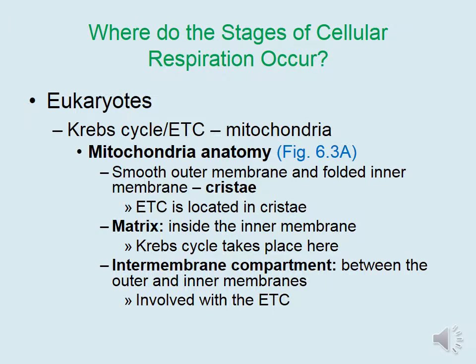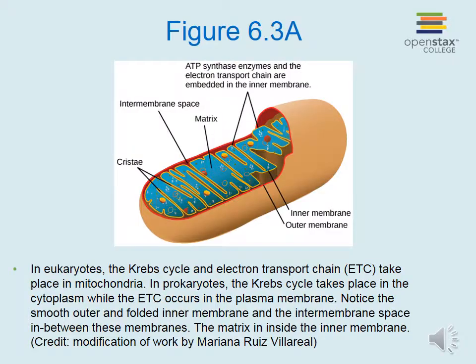Structure always leads to function, and as you can see here, different portions of cellular respiration take place within different structures in the mitochondria. In eukaryotes, the Krebs cycle and electron transport chain take place in mitochondria. In prokaryotes, the Krebs cycle takes place in the cytoplasm while the electron transport chain occurs in the plasma membrane. Notice the smooth outer and folded inner membrane and the intermembrane space in between these membranes. The matrix is inside the inner membrane.